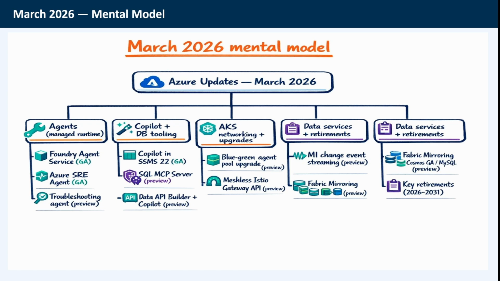On the platform side, AKS networking and upgrades got a big refresh, and the retirements list is worth a quick scan, especially Cosmos DB for PostgreSQL, HPC VM series, and Azure Batch changes.